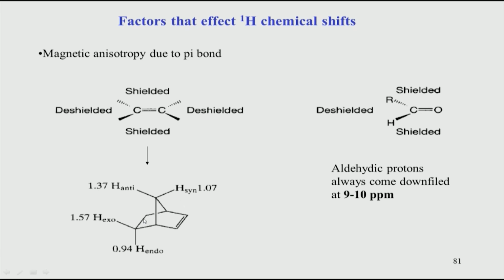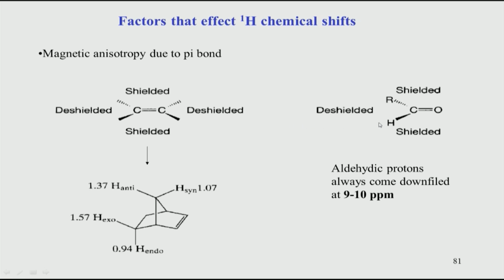Like in the previous slide where we saw equatorial and axial, here also if I go to this side, the equatorial hydrogen is downfield shifted compared to the endo hydrogen, which is in the axial position and is upfield shifted. So, this is how we can figure out why a particular hydrogen atom is upfield or downfield depending on the structure of the molecule. You see the structure plays a very important role in determining the chemical shift value.